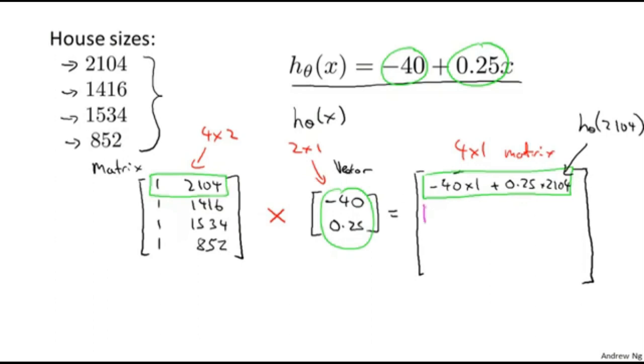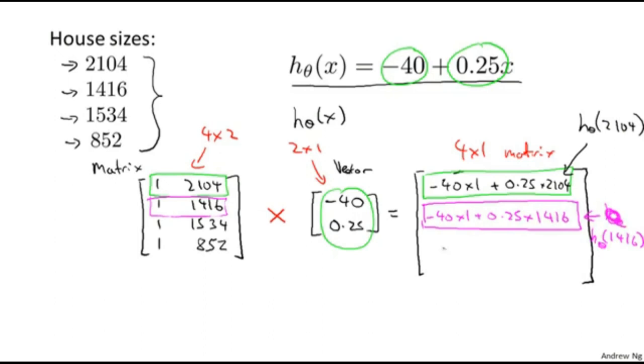Hope you can see where I'm going. To get the second element, I'm going to take this and multiply it by my vector, and so that's going to be minus 40 times 1 plus 0.25 times 1416, and so this is going to be h of 1416, and so on for the third and the fourth elements of this 4x1 vector. And just to be clear, right?